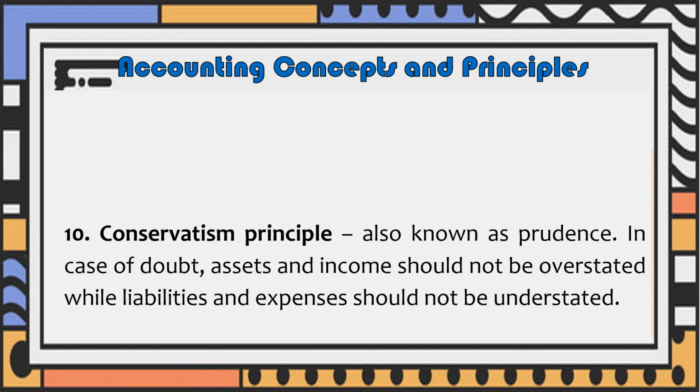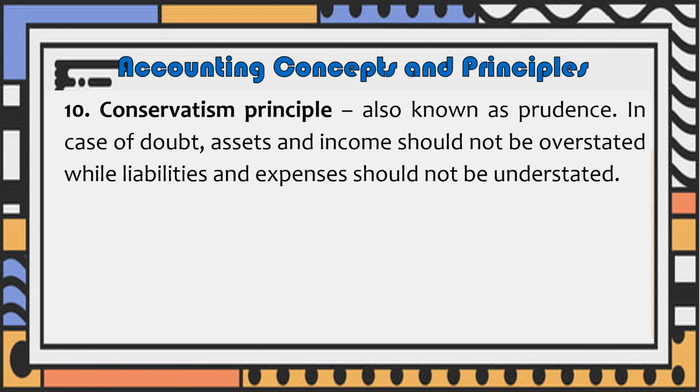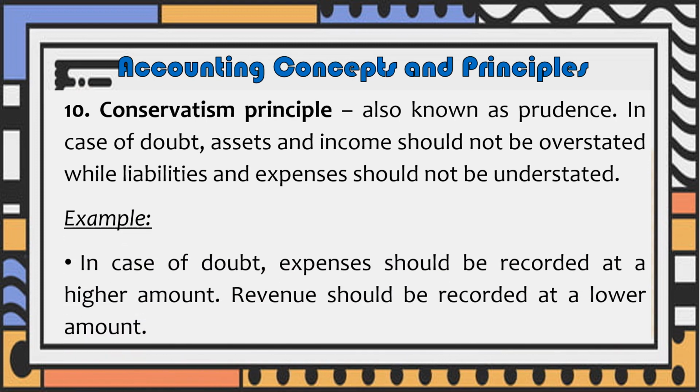Second to the last principle, we have the conservatism principle. This is also known as prudence. Assets and income should not be overstated, while liabilities and expenses should not be understated. In case of doubt, expenses should be recorded at a higher amount. Revenue should be recorded at a lower amount.